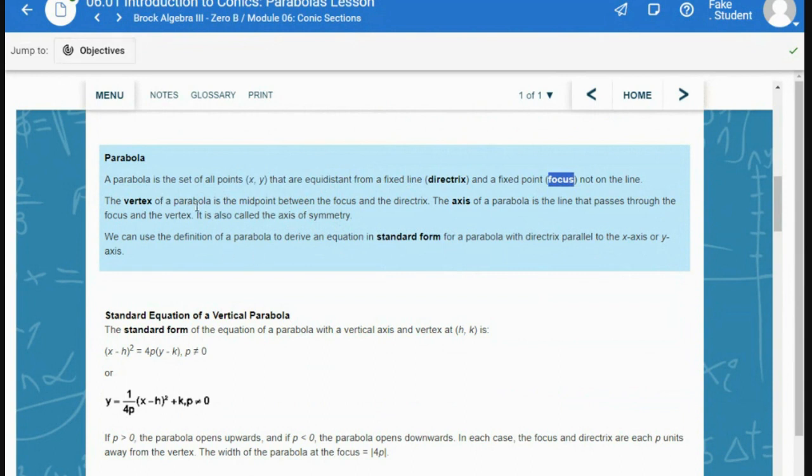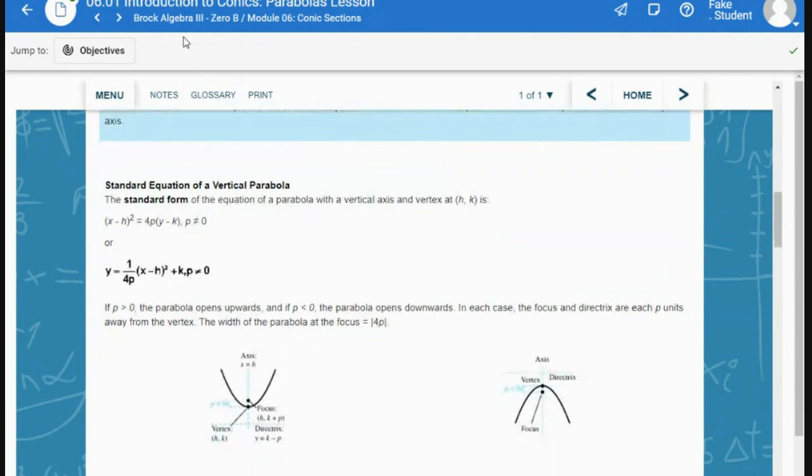The vertex of a parabola is the midpoint between the focus and the directrix. The axis of a parabola is a line that passes through the focus and the vertex. And we know what a vertex is: that's the center point of the parabola, which kind of mirrors in both directions from that. We call that the axis of symmetry also. When we talk about the axis of a parabola, we mean the axis of symmetry. So we can use the definition of a parabola to derive an equation in standard form for a parabola.